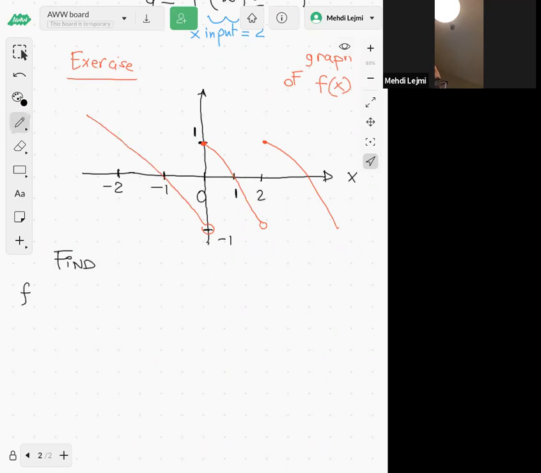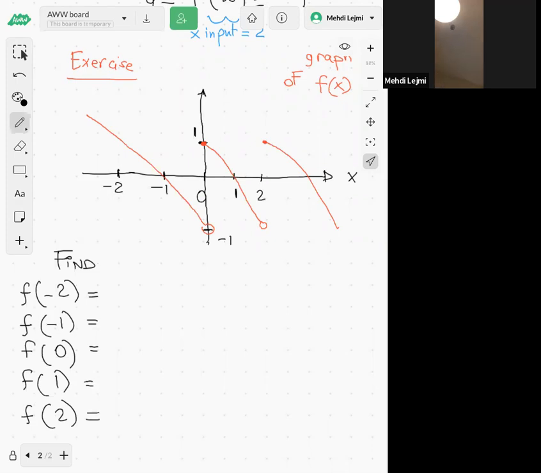f of -2, f of -1, f of 0, f of +1, and then f of +2. Okay. So let's say you have 5-10 minutes to find these values of the function f. All right.